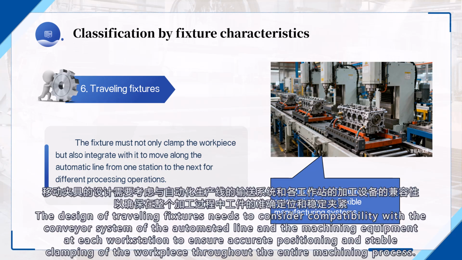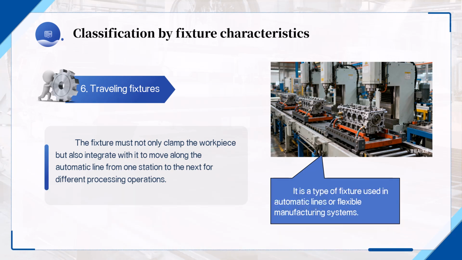The design of traveling fixtures needs to consider compatibility with the conveyor system of the automated line and the machining equipment at each workstation to ensure accurate positioning and stable clamping of the workpiece throughout the entire machining process.